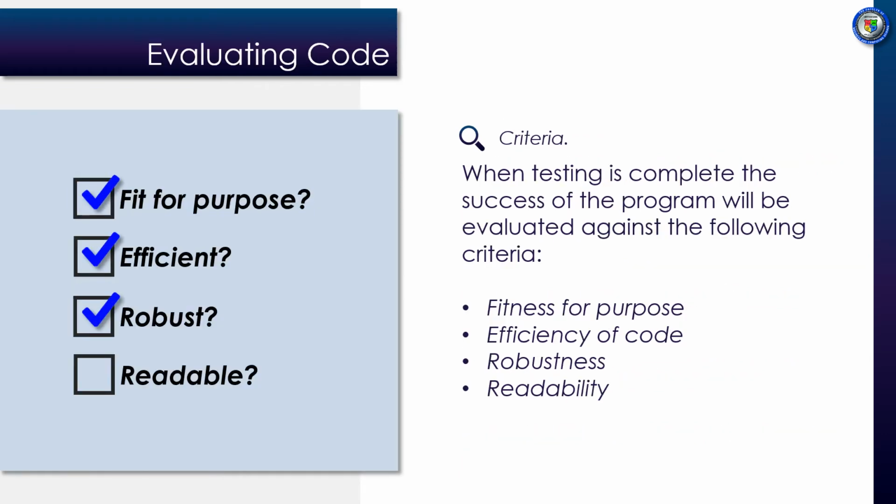When we evaluate code, we are looking at certain criteria. We will start to evaluate code when the testing process has been completed, and the success of the program will be evaluated against these 4 pieces of criteria. Is the program fit for purpose? Is it efficient? Is it robust? And is it readable?